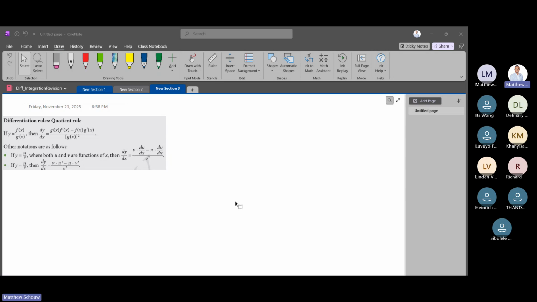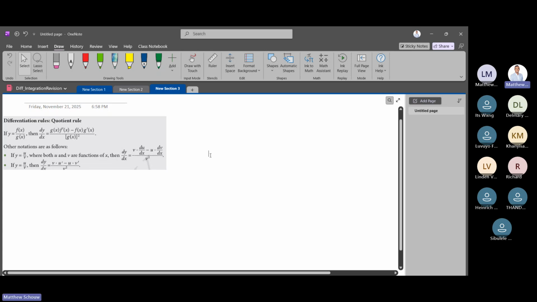Chain rules are the one I really want to focus on. That's the one where people are always a bit lost. Okay, yeah. Perfect. Okay. Cool. Yeah, so this is the question.